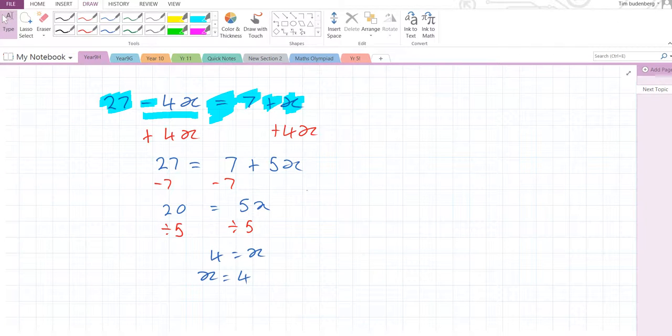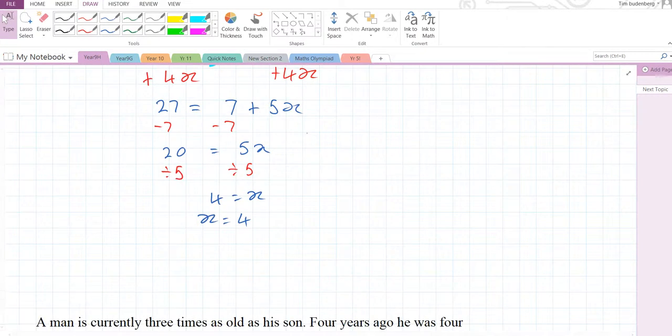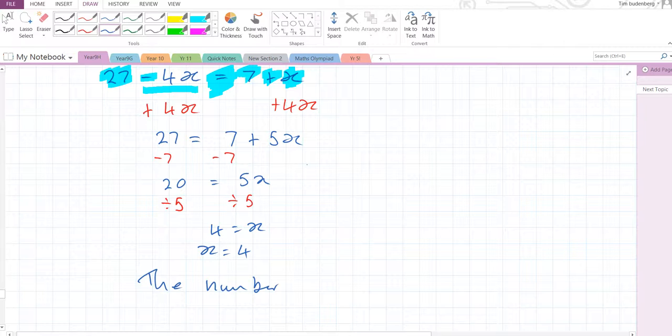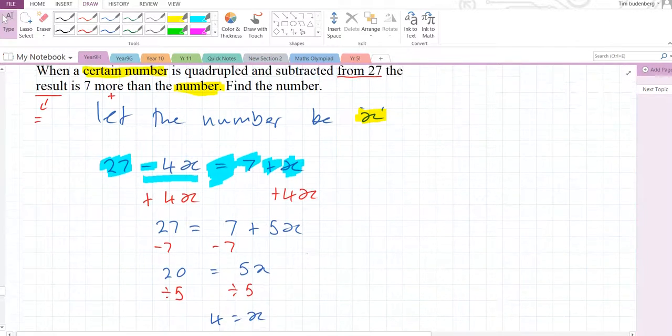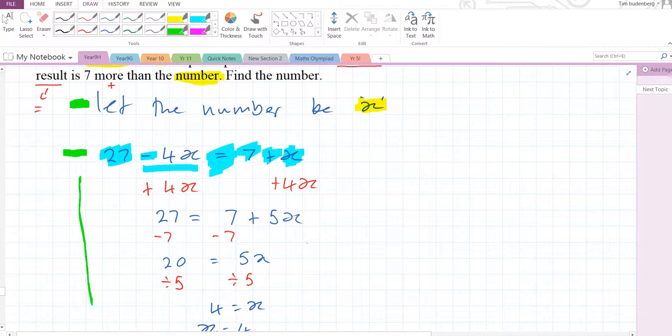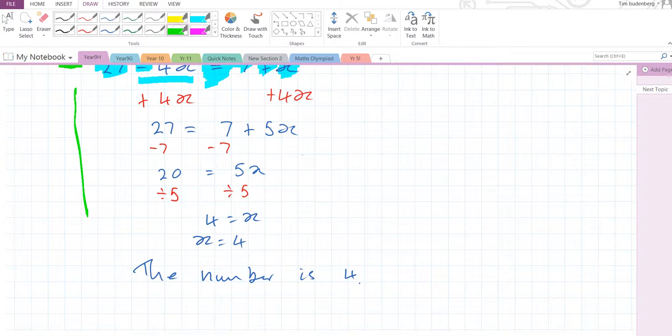Alright, now we have to remember step number 5. So write the answer in words. We found what x is, and remember x was our number, so we can simply say the number is 4. Alright, walking through it again. We've defined the variable, that's this step. We've written an equation, we've solved it, and then we've written our answer in words.